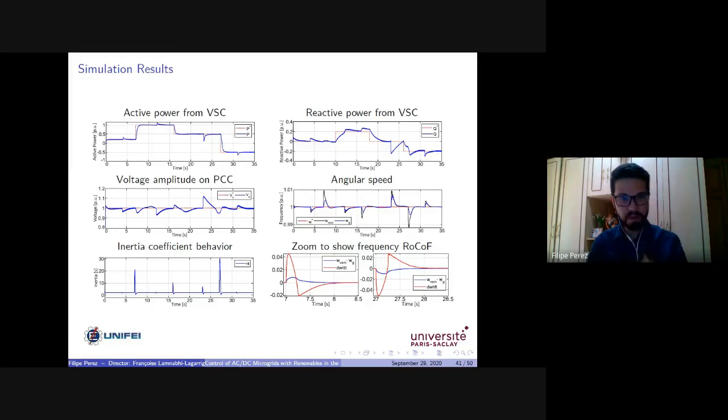Okay. So also the voltages are controlled here, and the angular speed is controlled such that in the transients of frequency, we have that the inertia coefficient is varying, okay?